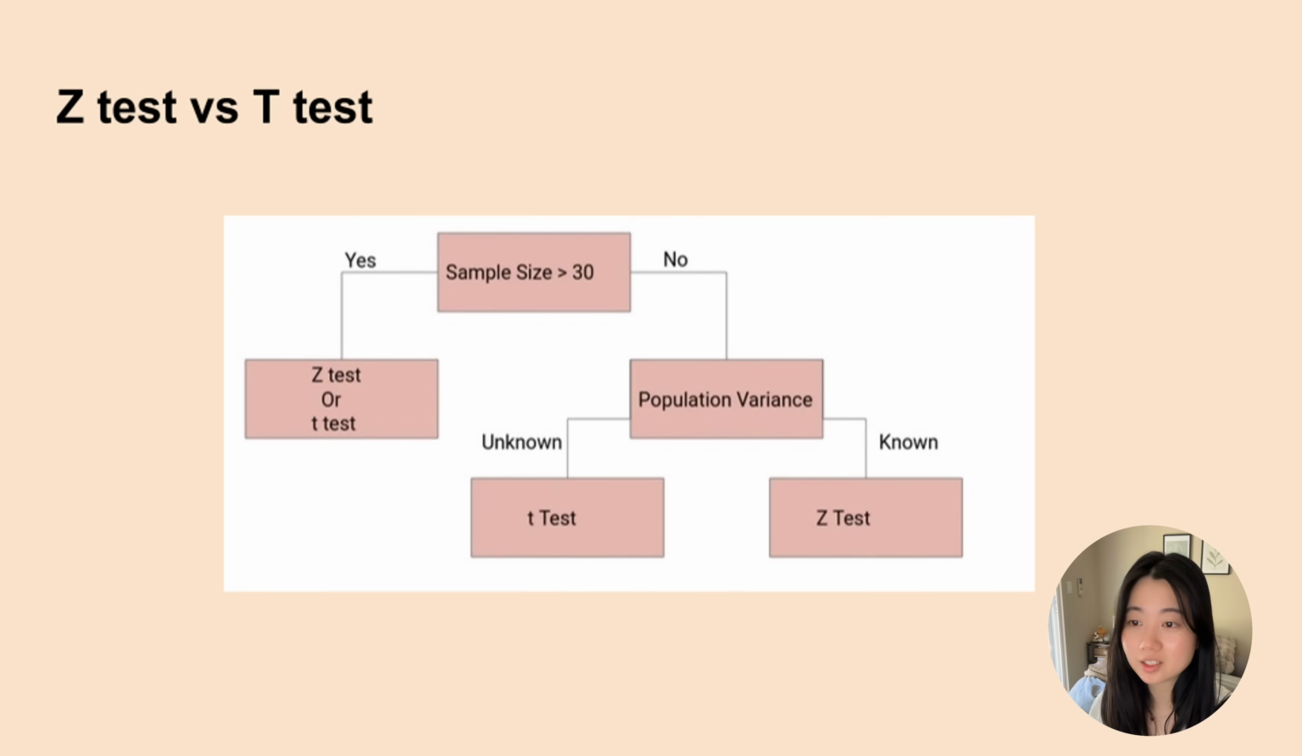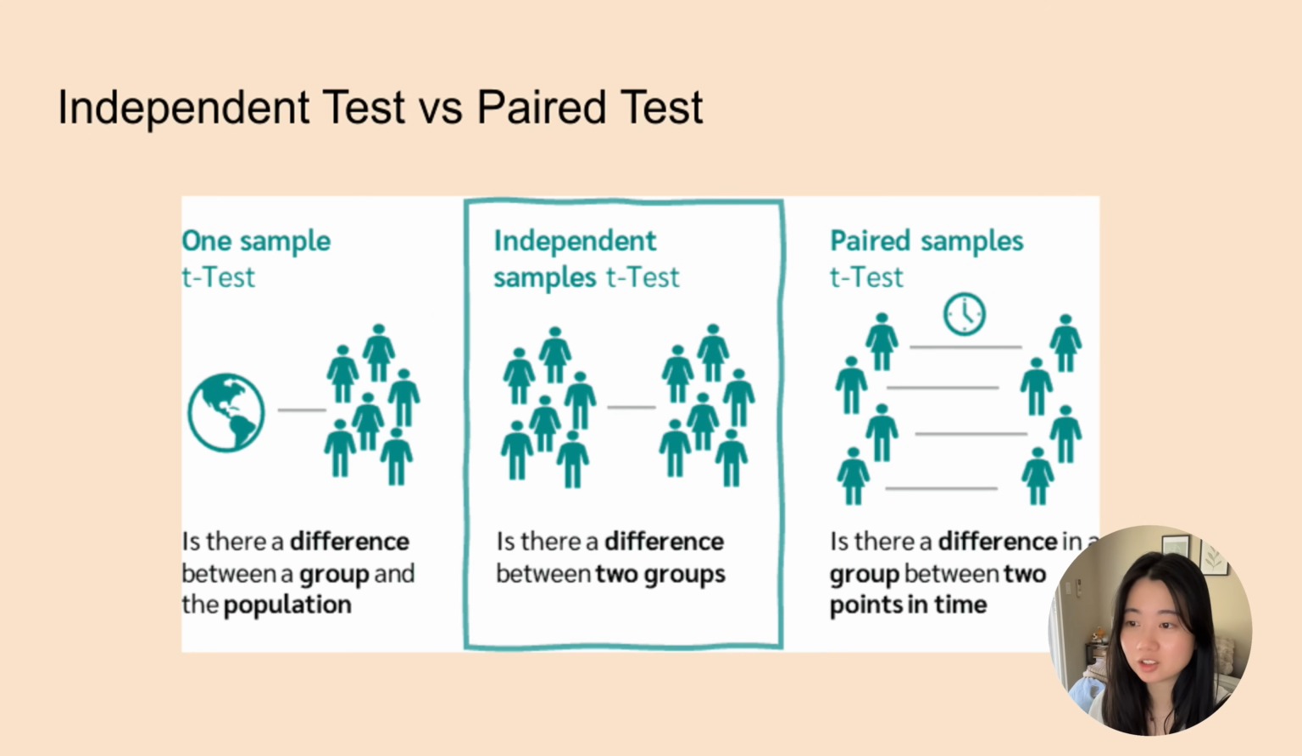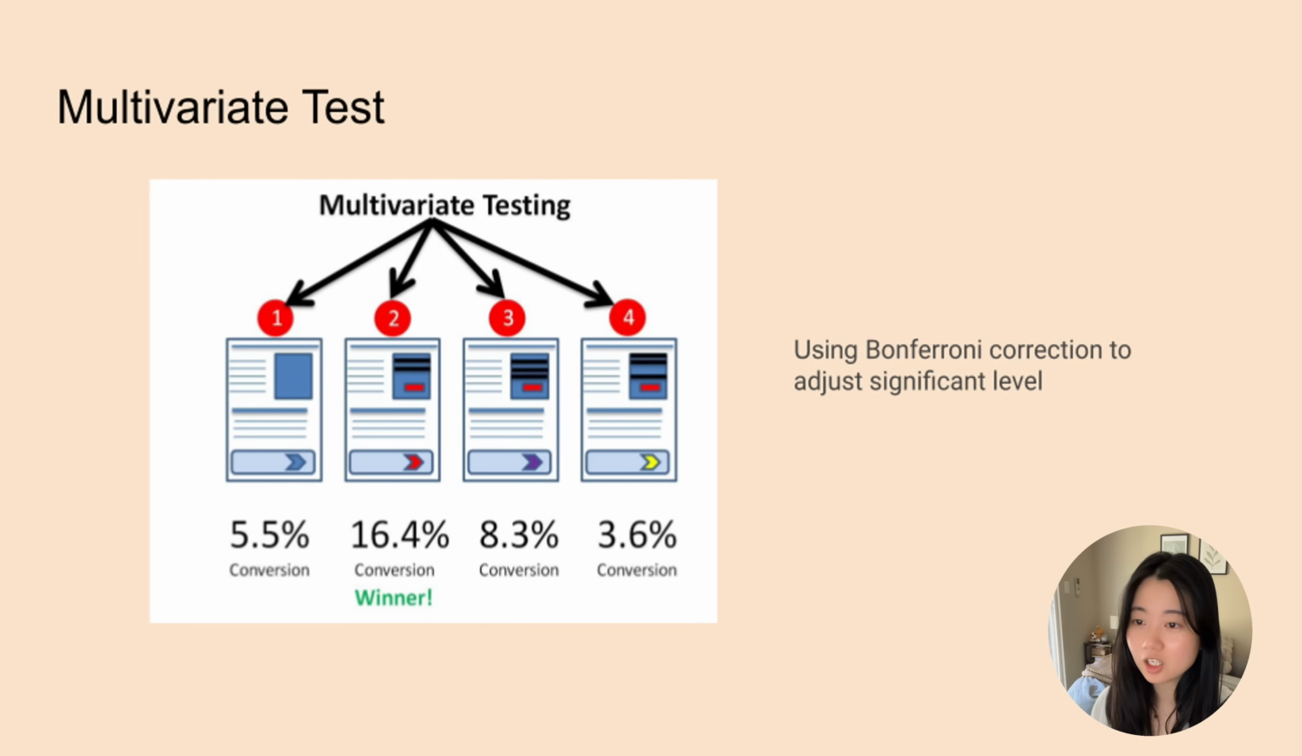If you are testing more than 2 variants, use a pairwise test to compare each pair. But remember, the more comparisons you make, the higher the chance of a false positive. In a multivariate test, you will need to adjust your significance level using methods like Bonferroni correction.